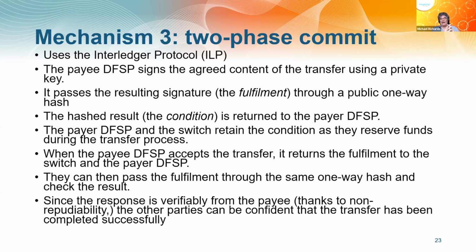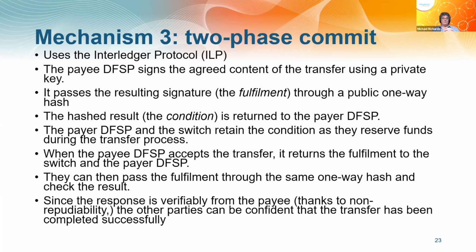Now, a one-way hash, as I'm sure the technical among you will be aware, is an algorithm such that if you know the input, you can always generate the correct output. But if you know the output, it's impossible to tell what the input is.